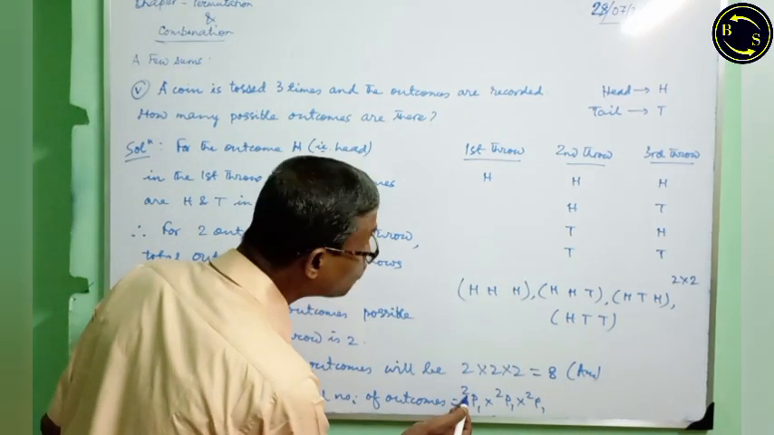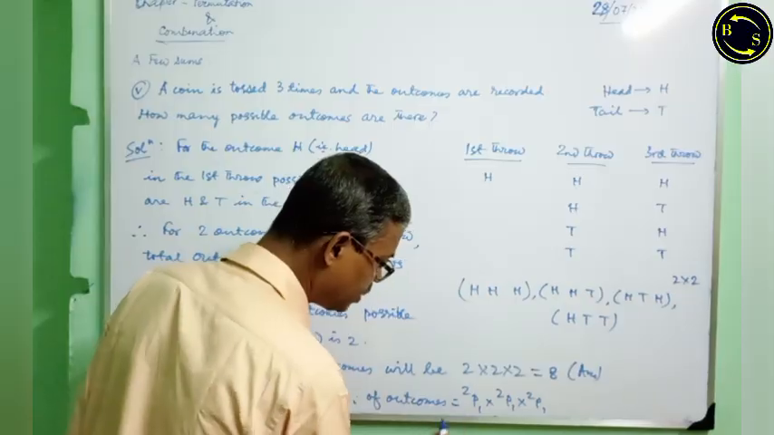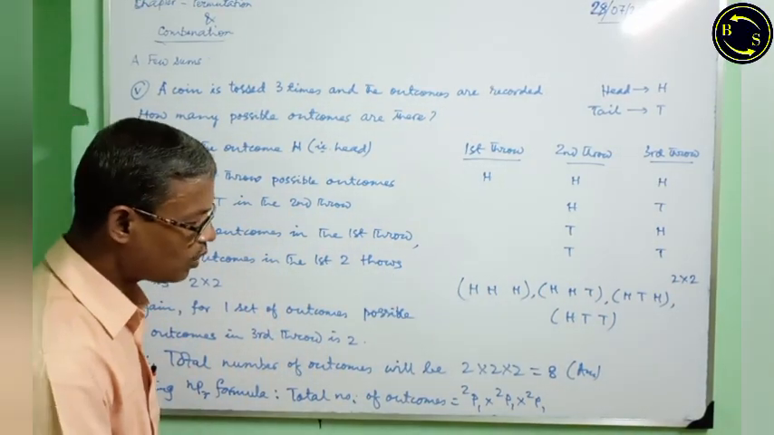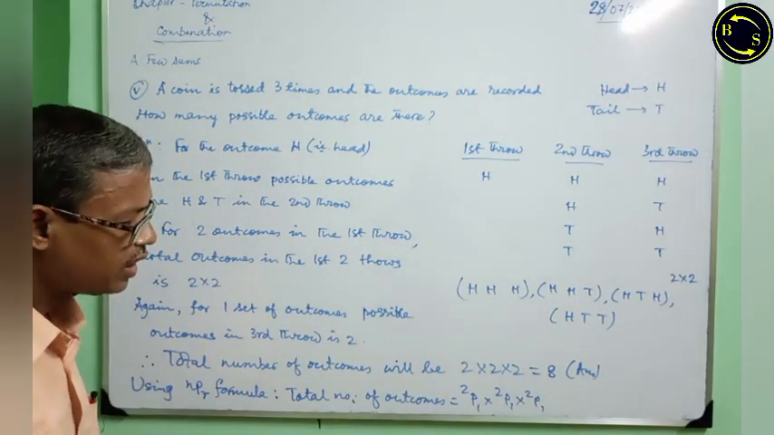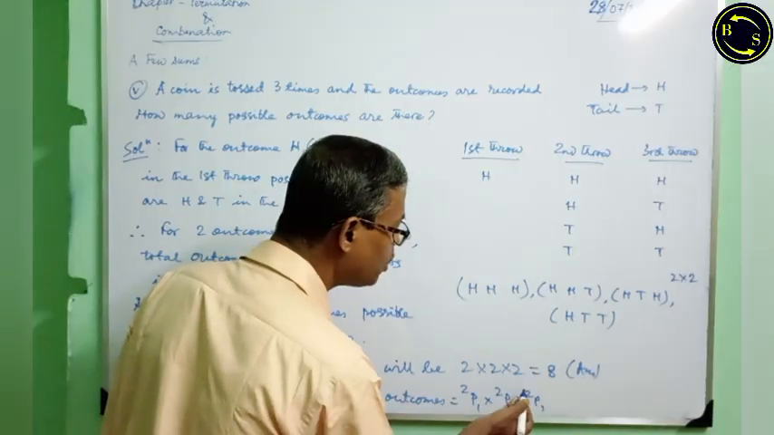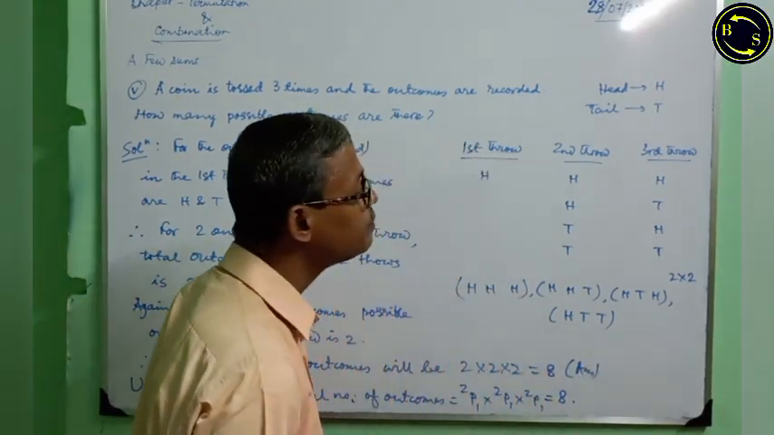Out of two outcomes, that is 8 and 12, one will be obtained in the first. Similarly, one will be obtained in the second, and one will be obtained in the third. That is 2P1 into 2P1 into 2P1. The result will be the same.